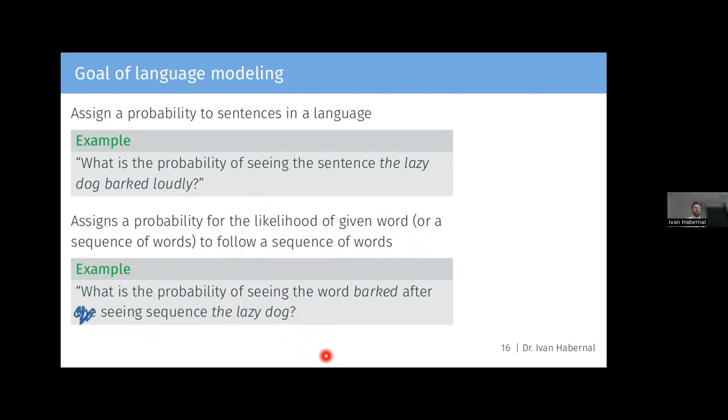Now, why is this interesting at all? Autocomplete on phones, for example, right? Every time you type something, it gives you the next word, and you just type the next word and next word and next word. And they're also sorted, I guess, I mean, you have the most likely and second most likely and so on. Any other idea why a language model might be good?